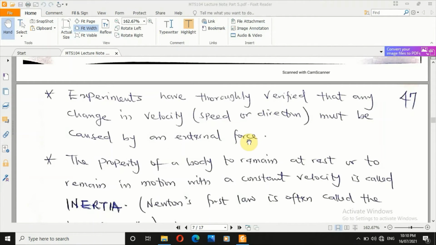So if there will be a change in velocity, the only thing that can cause a change in velocity is an external force. It's the only external force that can actually cause a change in velocity. Now let's go to the next point again.